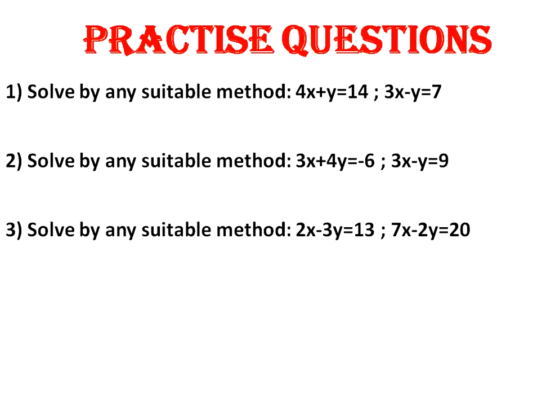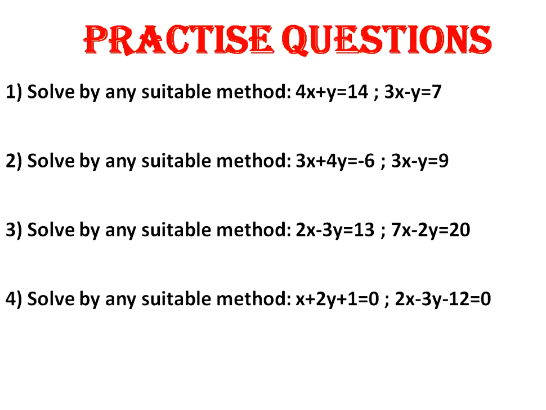Third one, solve by any suitable method: 2x minus 3y is equal to 13, 7x minus 2y is equal to 20. Here the coefficients of x and y are different. Therefore you have to make them the same by multiplying. So you have to multiply the first equation by 2 and the second equation by 3, then both sides y are the same. We get another 2 equations, so you have to subtract.